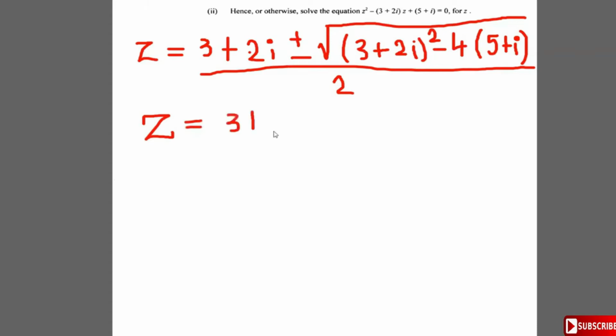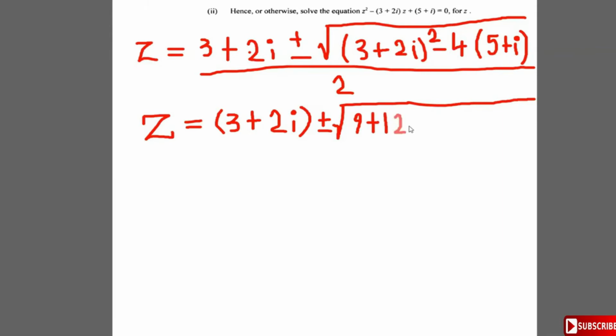Z is equal to 3 plus 2i plus or minus the square root of 3 plus 2i all squared. The first term squared is 9. That's 9 plus twice the product of the two. 2i times 3 is 6i. Twice that product is going to be 12i, plus the second term squared.